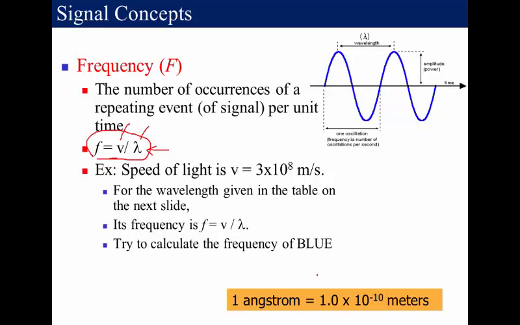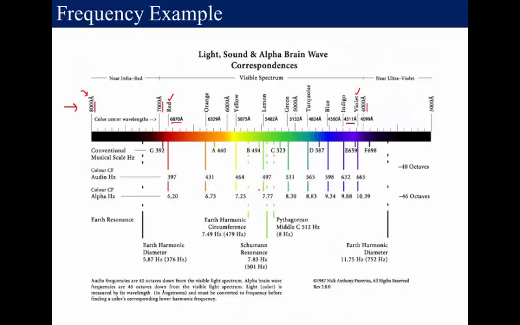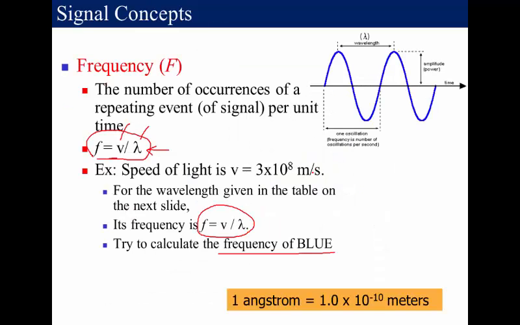Okay. So what I want you to do using this formula, I want to ask you to calculate the frequency of blue light. So if you see here blue light, where is blue light? What is the wavelength of blue light? 4,500. Let's say 4,500 angstrom. Take it to 4,500 times 10 to the power negative 10 meter.